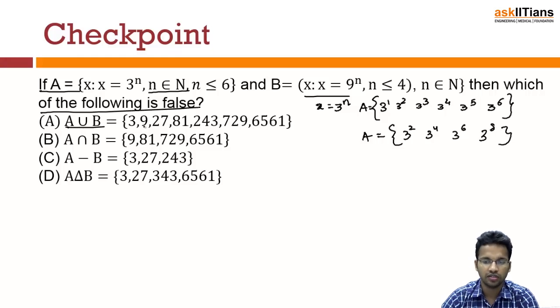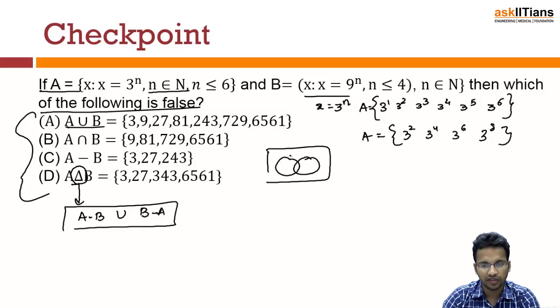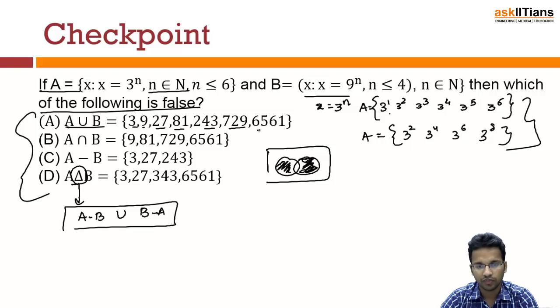Now you can just open it, check it yourself. This is again very easy. Now this sign is basically symmetric difference, that is A minus B union B minus A. If we look in the Venn diagram, symmetric difference basically represents this, and union this one. This sign actually means this one. Okay, going for this thing, A union B. A union B means 3 raised to power 1, 2, 3, 4, 5, 6 and this is 8. So this is true, not false.